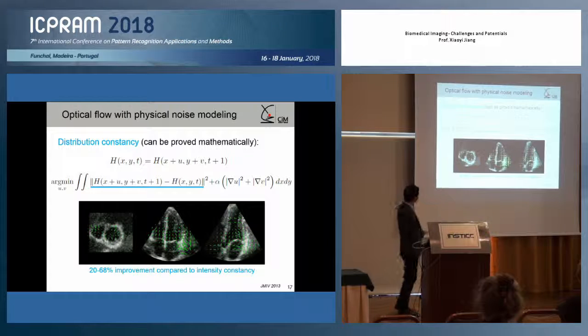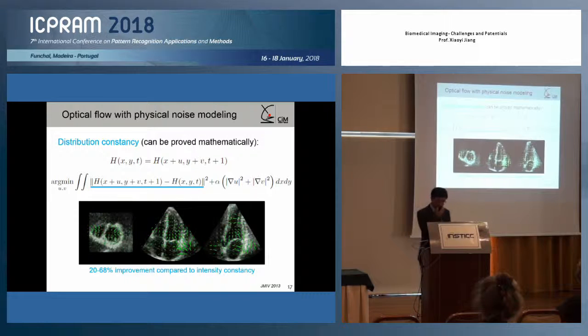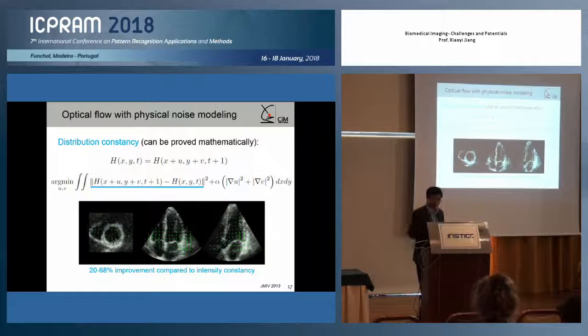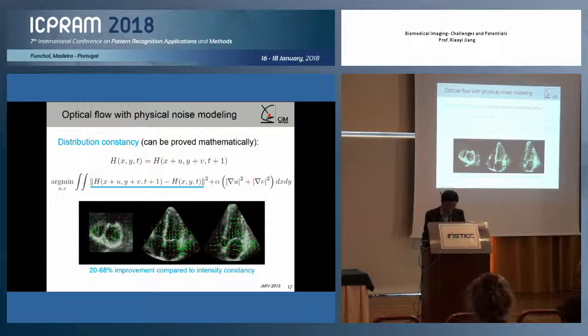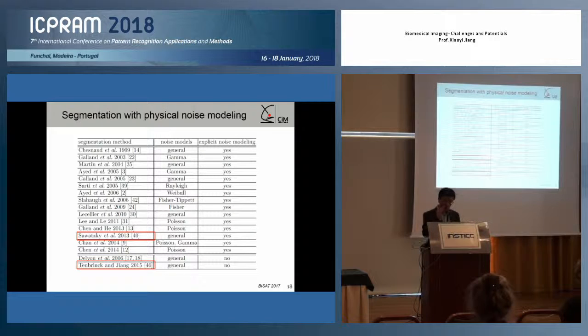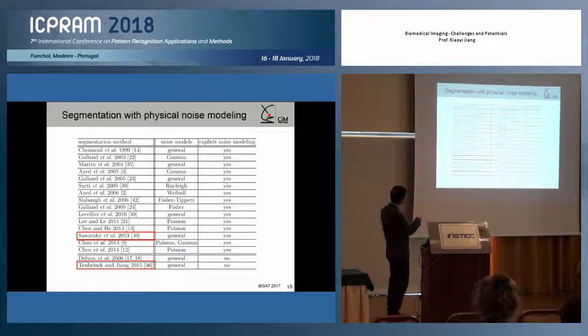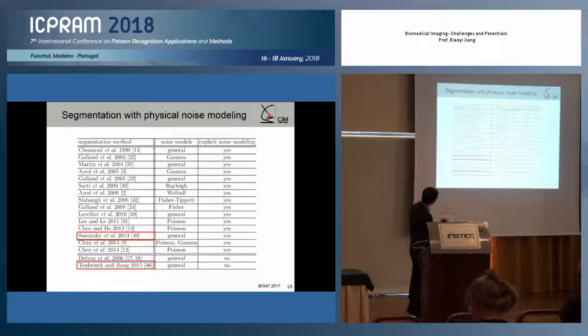And we could show that with this improved algorithm, depending on the signal images, we could achieve 20 to probably 70% improvement of the optical flow computation. And so the noise modeling does not only influence motion analysis, it also influences segmentation. Recently, we have done a literature review checking the segmentation methods which consider noise models inside. And there are not so many. Many of such methods are limited to some particular noise model, not a general consideration.